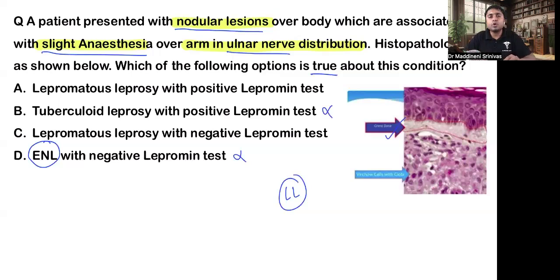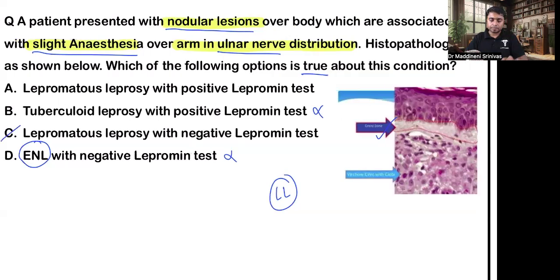Okay, so now we are left with option A and C. Please remember in lepromatous leprosy, the cell-mediated immunity is very, very poor. So the lepromin test, which is going to identify the cell-mediated immunity, is going to be negative. So the answer is going to be option C. Okay, I hope it is clear.